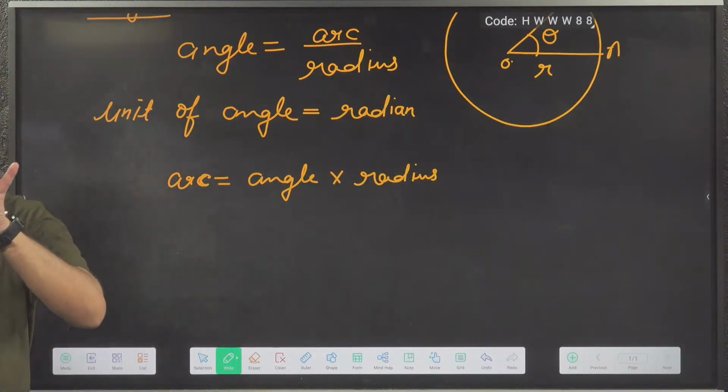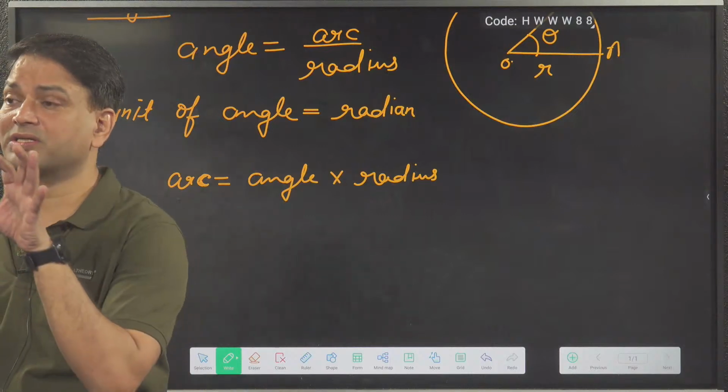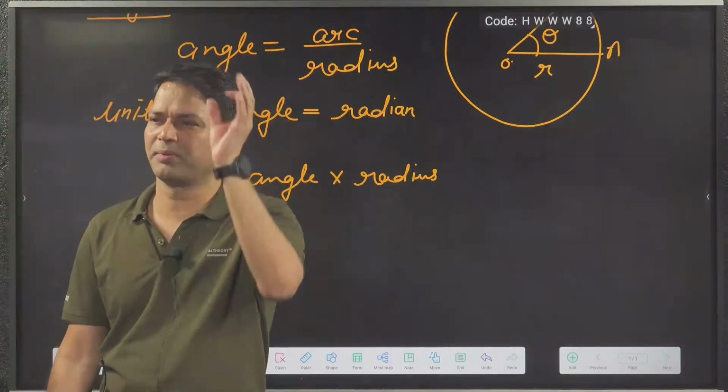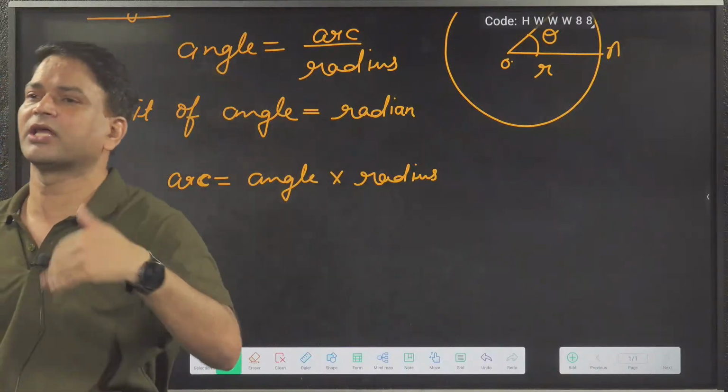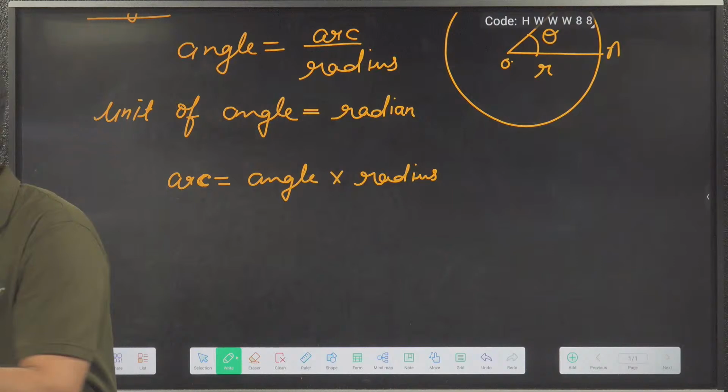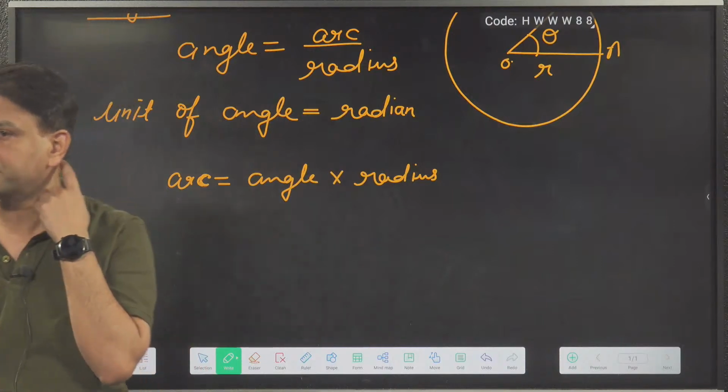In this formula, what is the unit of the angle we will use? Radian. Okay. What I said, rarely we will use the degree, unless in the options they have given the angle in degree, or in the question directly they have given degree. If nothing has been written, then what is the unit of angle? Radian. Okay.